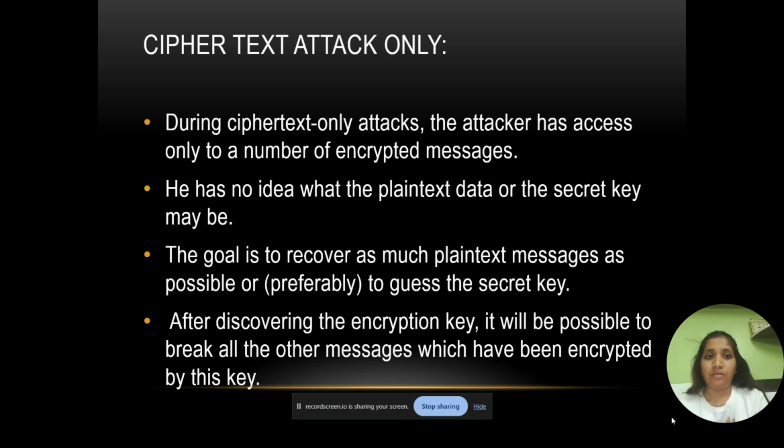So we'll see how a cipher text attack only works step by step. First, it collects cipher text. The attacker gathers multiple encrypted messages. Second, it analyzes the patterns. They search for repetitive structures, frequencies, or weaknesses in an encryption method. Third, they guess or compute the key. Using mathematical techniques, they try to derive the encryption key. And the last one is they decrypt other messages. Once they find out the key, they decrypt other messages encrypted with the same key.